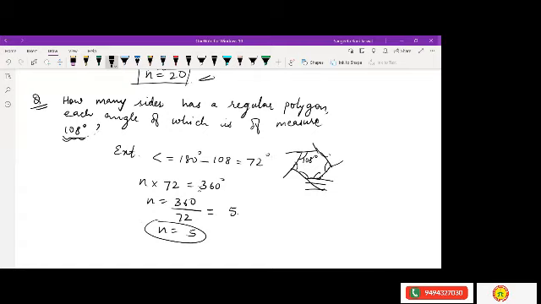So it's saying the interior angle is 108. If the interior angle is 108, what will be the exterior angle? Because interior and exterior angle make a linear pair. So 180 minus 108 will be 72. So 72 will be the exterior angle. According to the exterior angle property, the sum of all the exterior angles of any polygon is 360. We don't know how many angles it has in total, so n into 72 will be 360 degrees. So n will be 360 by 72, which is equal to 5.